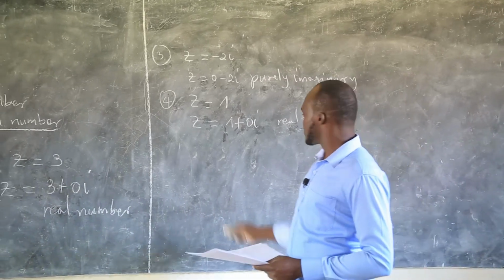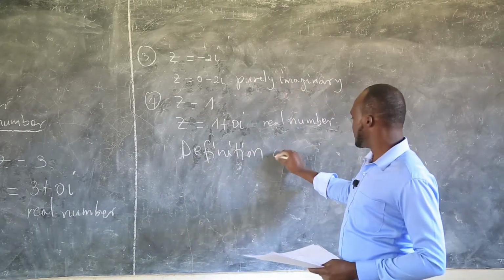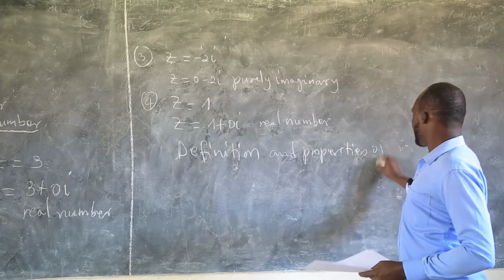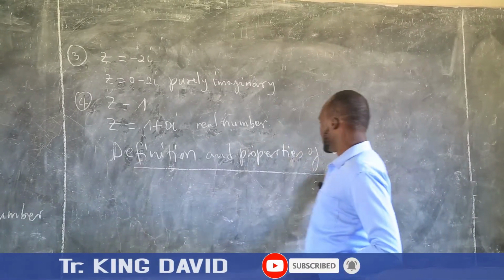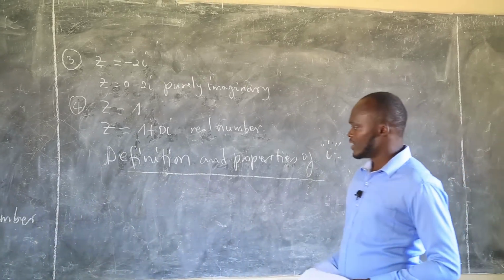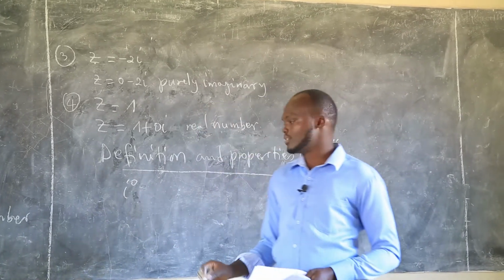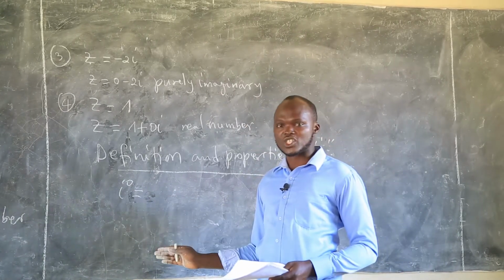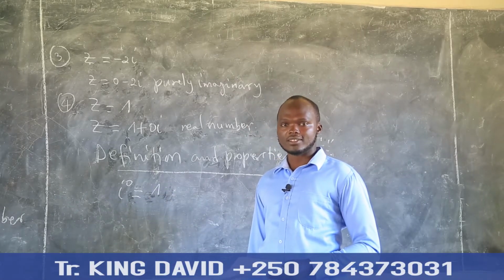Okay, from there, let's go to the definition and the properties of i. We're going to see the definition and the properties of i. Let me start with i power 0. So what is i power 0? I hope you remember that any number power 0 equals 1. So i power 0 is 1.